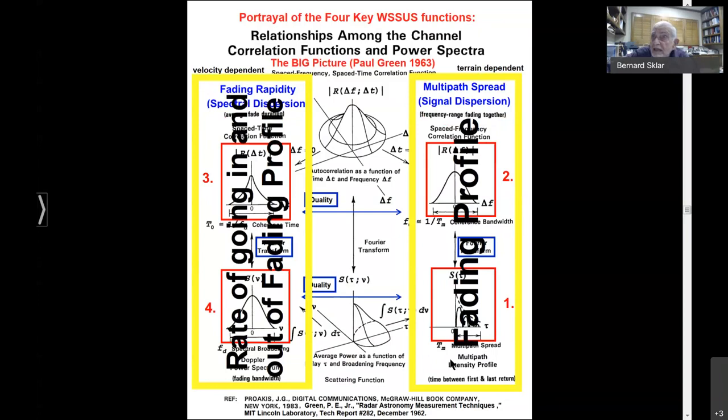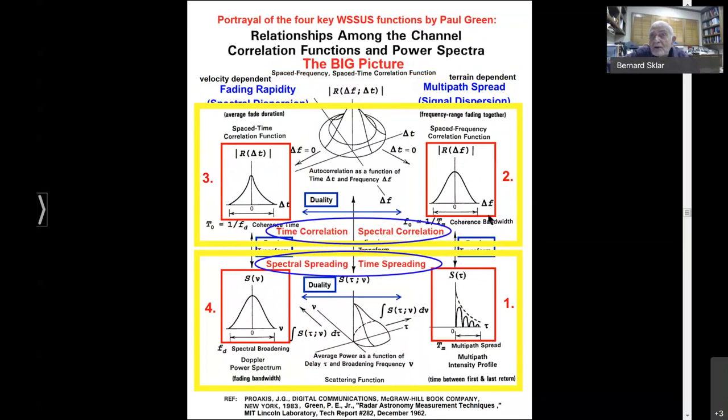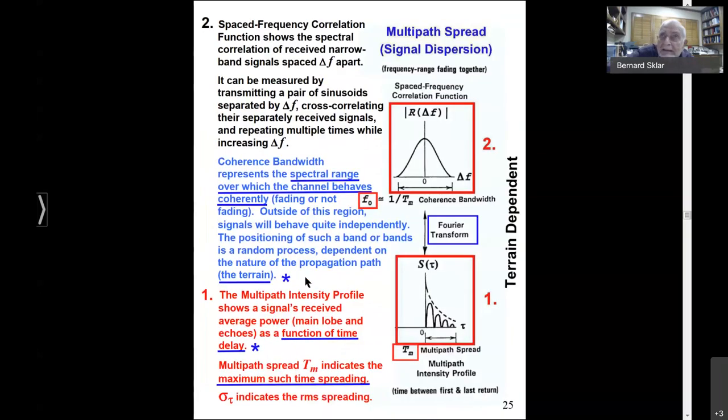I think that the right-hand side here is the fading profile, and the left-hand column here is showing you the channel behavior when something is changing. I mean, it may not be you. You may be standing still, but the receiver might be moving, or maybe it's the atmosphere that's changing. But typically, something is changing, and this is the rate of changing. And again, spectral correlation, time correlation, time spreading, spectral spreading. Lots of descriptions here.